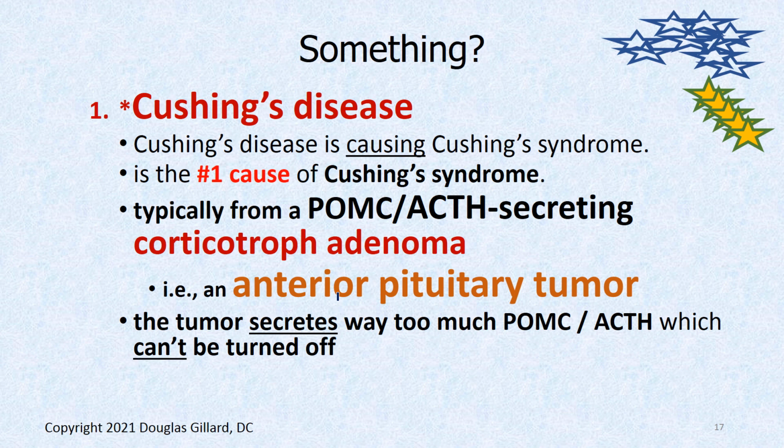Now cancer can secrete ACTH as well, but it's typically an adenoma, which means a tumor of glands, and specifically they're made of corticotroph cells. Corticotroph cells secrete POMC, which is converted into ACTH. And these tumors don't have receptors for cortisol, so you can't turn it off by that double negative feedback system. All right, so Cushing's disease, everybody repeat after me: Cushing's disease is the number one cause of any type of Cushing syndrome. That's by far the most common.